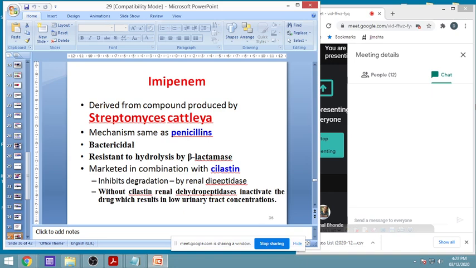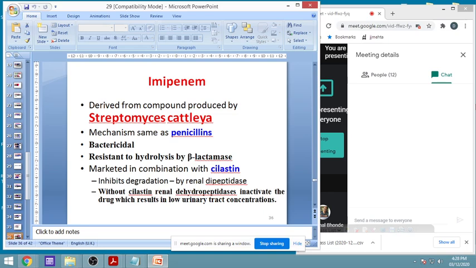The advantage is they are resistant to hydrolysis by beta-lactamase. They are usually marketed in combination with cilastatin, which inhibits the degradation of imipenem by the renal dipeptidase enzyme. This enzyme is present in the human kidney and it degrades the drug. Because of that the metabolism of imipenem is faster and you need to give more doses. But if cilastatin is given, it will inhibit the metabolism of imipenem, and thus frequent dosing can be avoided.